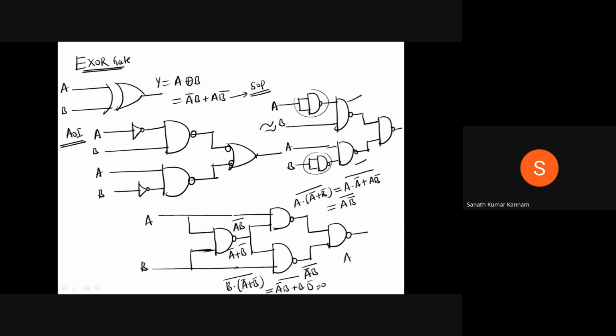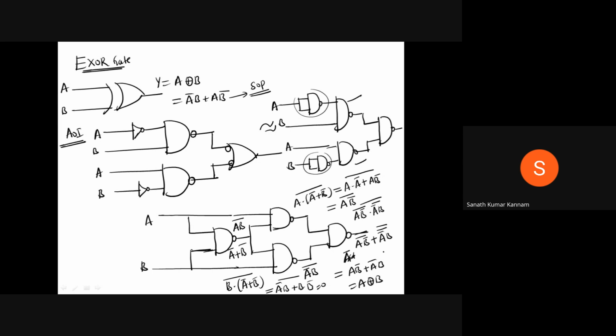So this is what? One second. This is the AB bar whole bar and A bar B whole bar. Apply De Morgan's law. AB bar whole bar plus A bar B whole bar whole bar. Complement of complement is nothing but true form. So this is AB bar plus A bar B. So this is equal to A XOR B.